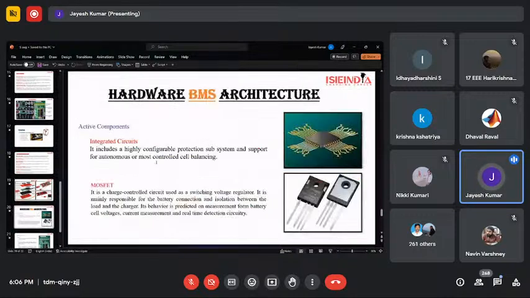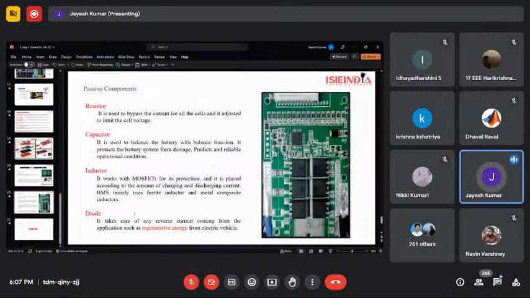So we will move toward the hardware of BMS. In the hardware BMS, the architecture is categorized into two parts of components, active components and passive components. Where we are using ICs, as we know ICs are microchips performing specific tasks. Here we use the IC for higher accuracy and monitoring of the BMS, while we use MOSFETs only for the charging and discharging part. It also provides protection for the BMS, and then I will move toward the passive components.